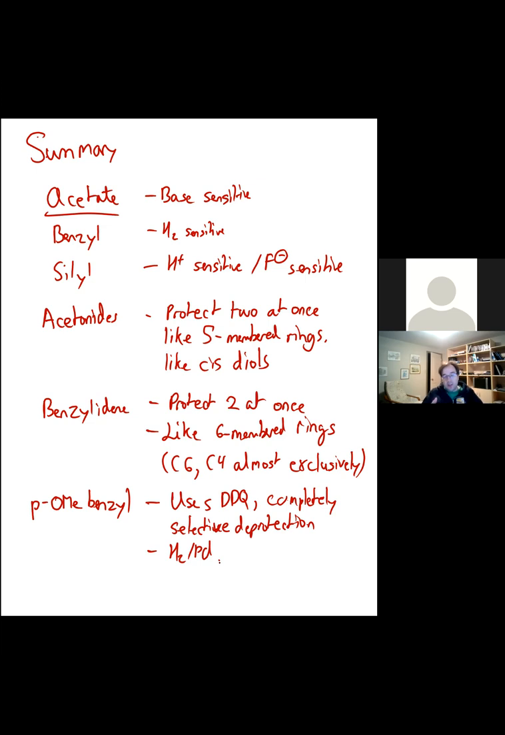So this gives us actually enough different ones to be able to selectively protect whatever we want, open up whatever alcohol we want. And next class on Tuesday, we are going to go through and see different examples and how we can actually put these into use to get specific alcohols free from different kinds of starting positions. So I'm going to leave it there.